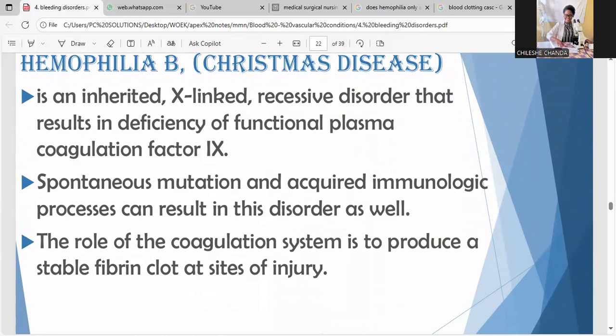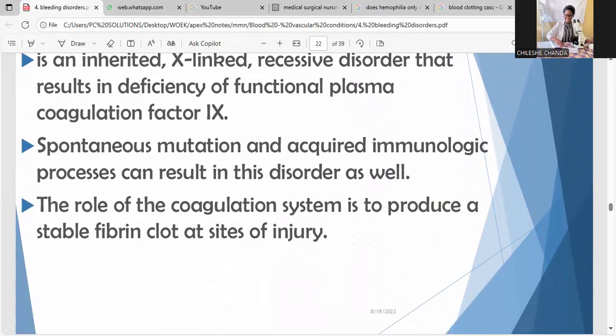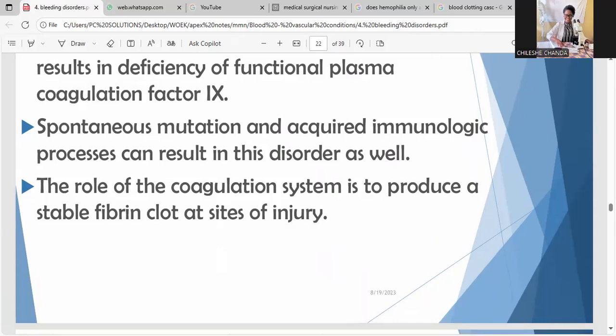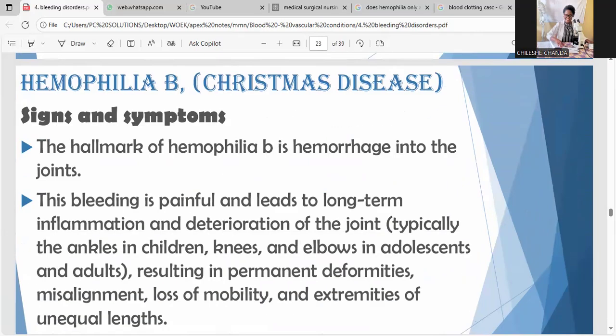Let us now look at hemophilia B. Hemophilia B is also X-linked. It's also recessive, okay? But this one is a result of a deficiency of clotting factor 9. Now, spontaneous mutation and acquired immunology processes can result in this disorder as well. All right. So this one affects clotting factor 9.